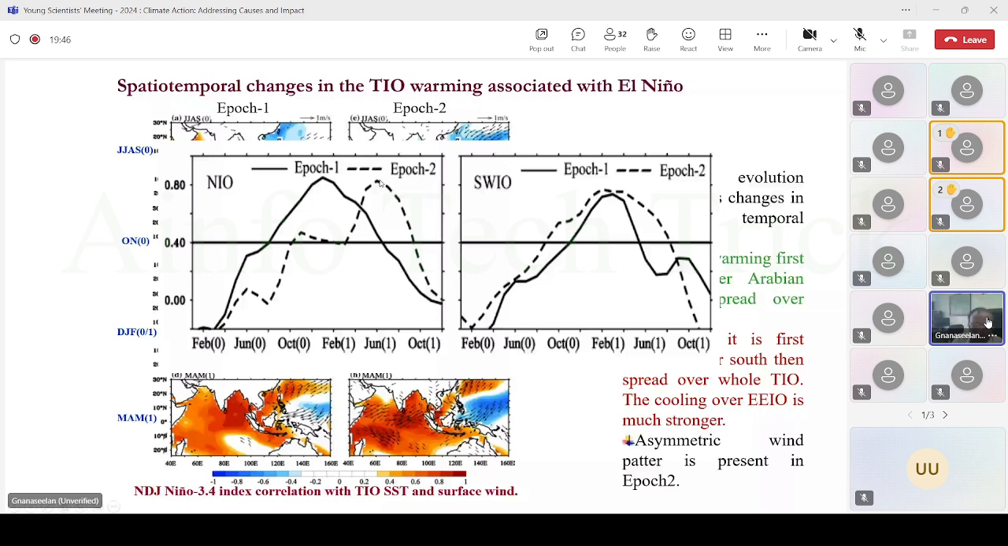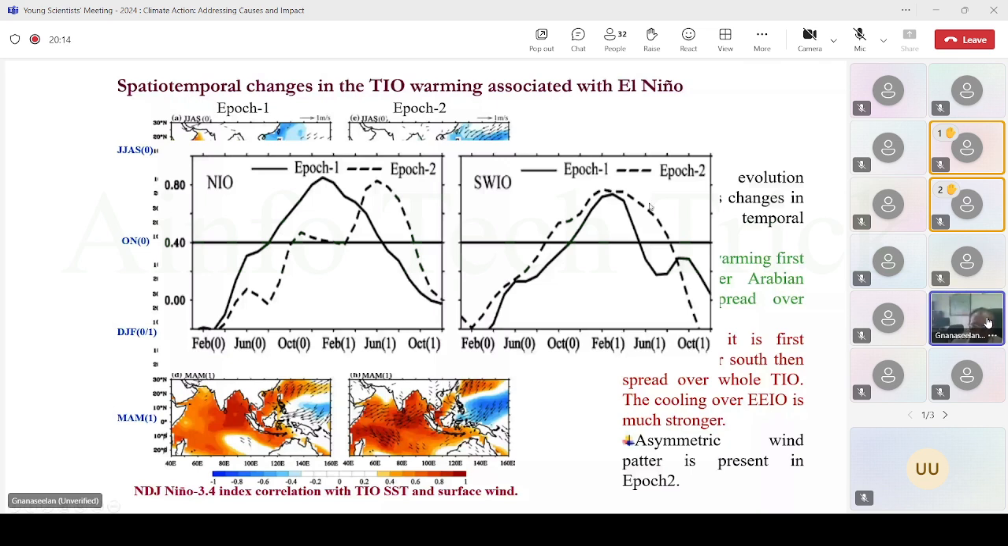Whereas in the south, if you see the Southern Ocean, the dashed line is the recent one, and the thick, darker one is prior to the 70s. So what you can see is that this warming in the south is happening much earlier than in the previous era, it's much more intense, and it is persisting for even longer.